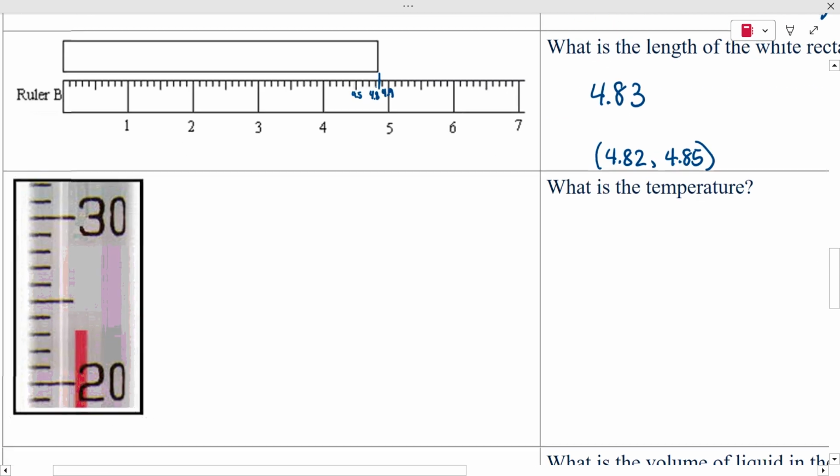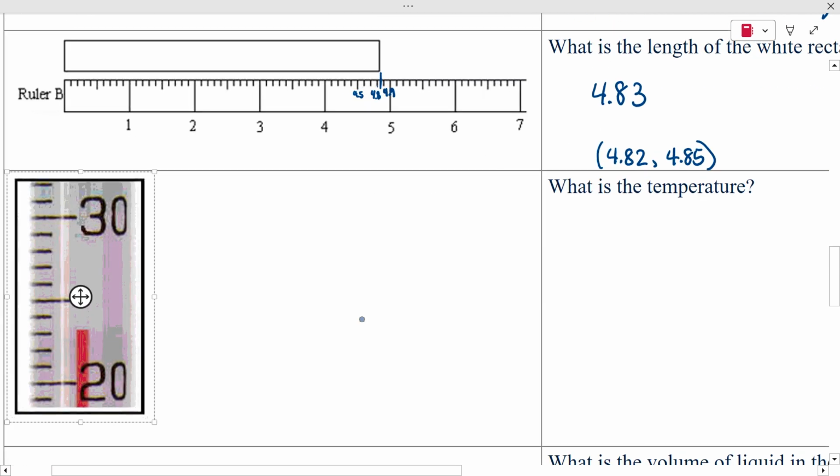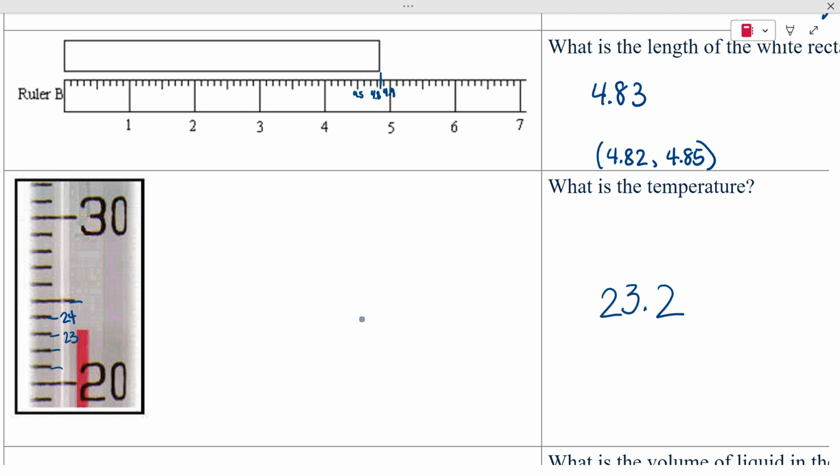One more here with the temperature. So here the temperature goes up by 1 degree each time. So it looks like our thermometer reading is right now at 21, 22. It's somewhere between the 23 and the 24. So I'm going to guess that it's 23.2 because it looks closer to me to the 23. Our last number may vary. So maybe you wrote 23.1. Maybe you wrote 23.3. Maybe you're at 23.0, that's fine too, but we should be recording to the tenths place.